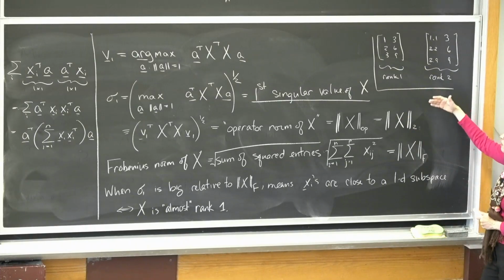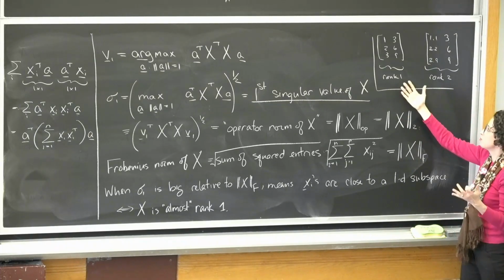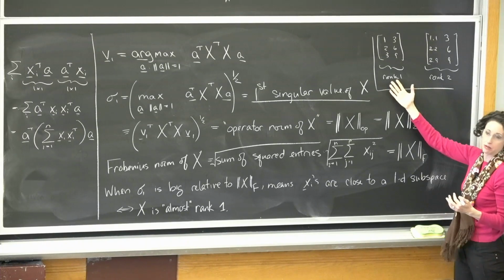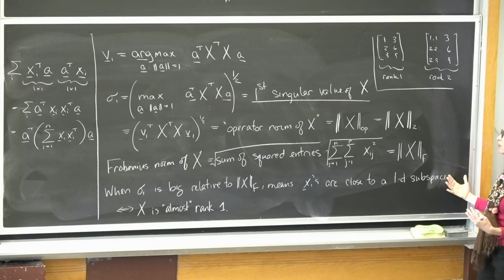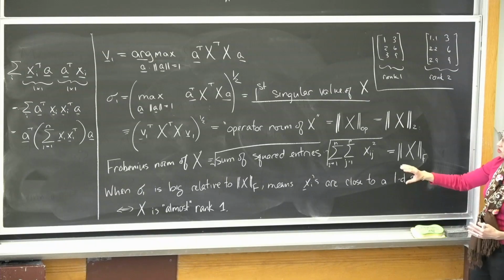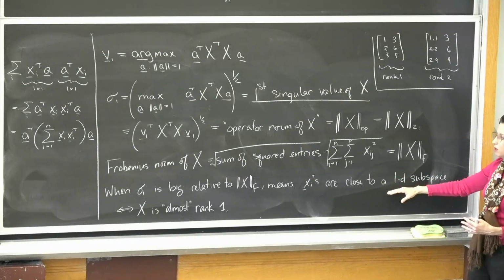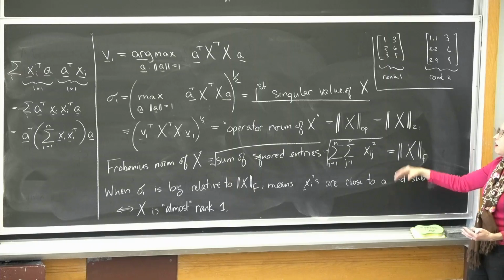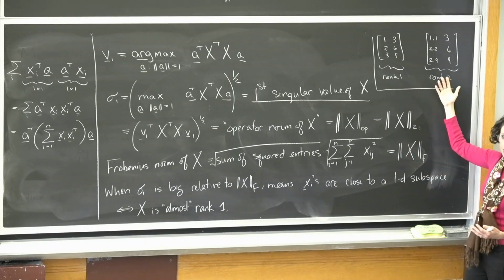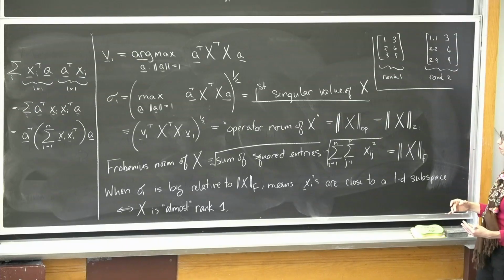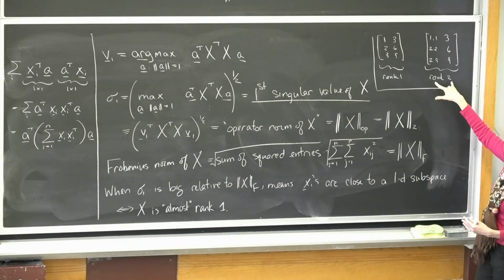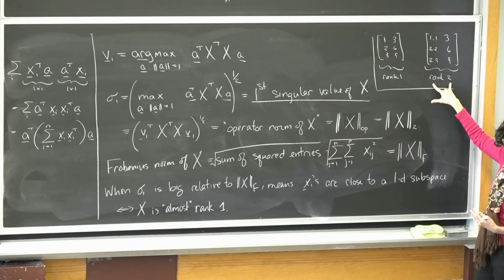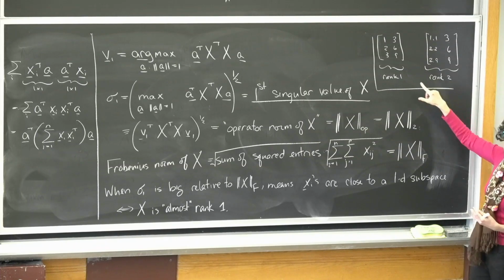And so often, in the real world, we've got data, it's messy. Things are not exactly low rank, or say rank 1, but they're just close to something that's low rank. We find this in many, many real data settings. And so the singular values are going to be telling us information about how close a matrix is to being low rank. In particular, when sigma 1 is big relative to the Frobenius norm, it's an indication that even if we don't have a rank 1 matrix, we do have a matrix that's somehow close to being rank 1.